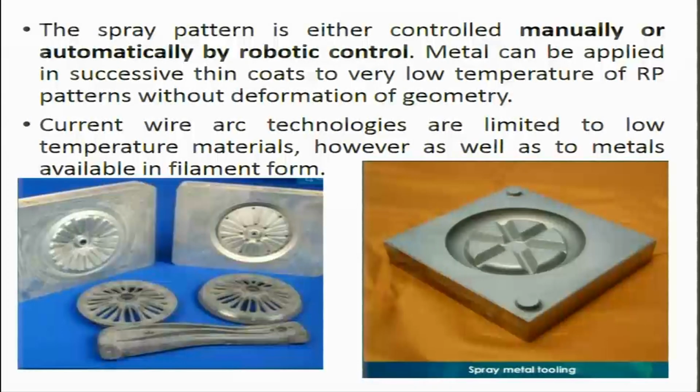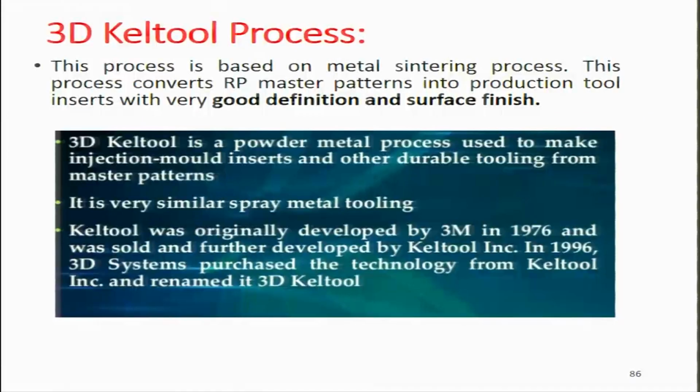The spray pattern is either controlled manually or automatically by robot control. These are some of the parts which are being sprayed through metal arc processes. Okay, current wire arc technologies are limited to low temperature materials, however, as such materials are available in filament forms, which makes the spray coating easier over patterns.